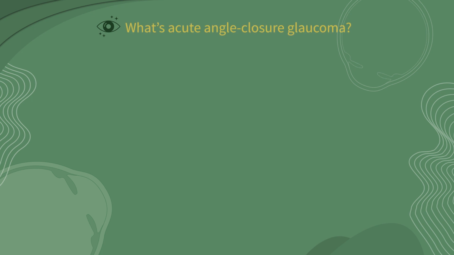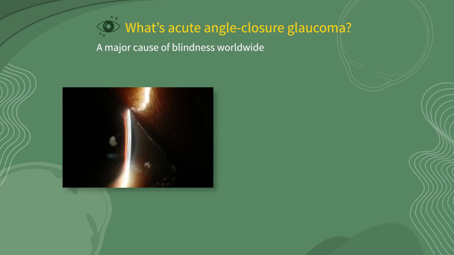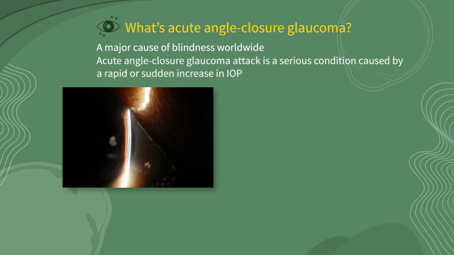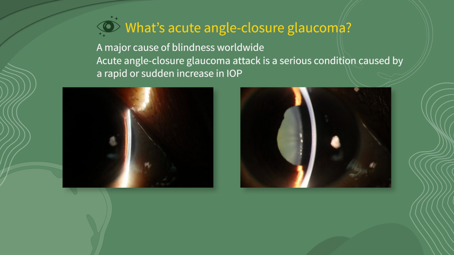So, what's acute angle closure glaucoma? We know that primary angle closure glaucoma is a major cause of blindness worldwide, characterized by increased intraocular pressure, IOP, and optic nerve damage. Acute angle closure glaucoma attack is a serious condition caused by a rapid or sudden increase in IOP, the pressure within the eye.